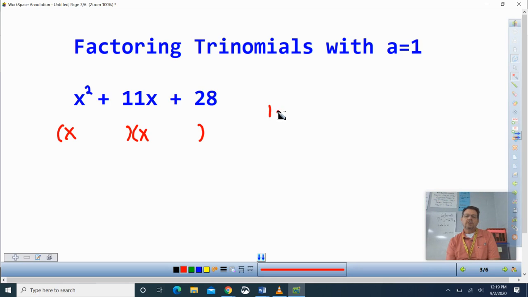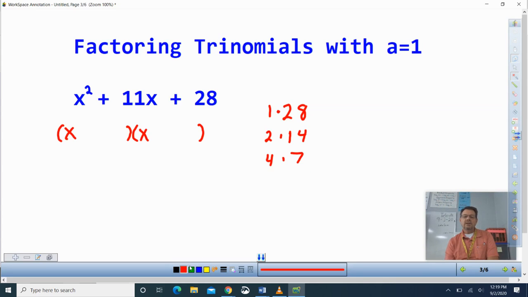Let me just think about this. Well, we've got 1 times 28, and I'm just going to list them. 2 times 14. 3, I don't think 3 goes in there. How about 4? Does 4 go into it? Well, 4 times 5 is 20, 4 times 6 would be 24, 4 times 7 would be 28. So there's 4 times 7. 5, no. 6, no. So these are all the options.